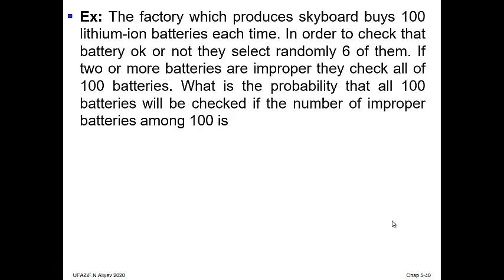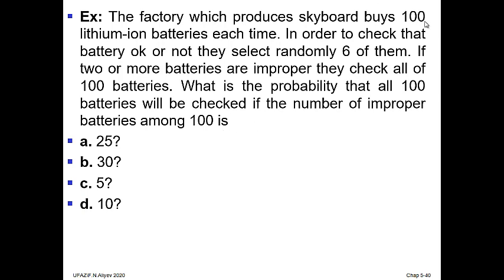Let's consider an example. A factory which produces skyboards buys 100 lithium-ion batteries each time. In order to check whether the batteries are okay or not, they randomly select 6. If 2 or more batteries are improper, they check all 100 batteries. What is the probability that all 100 batteries will be checked if the number of improper batteries among 100 is 25, 30, 5, and 10?